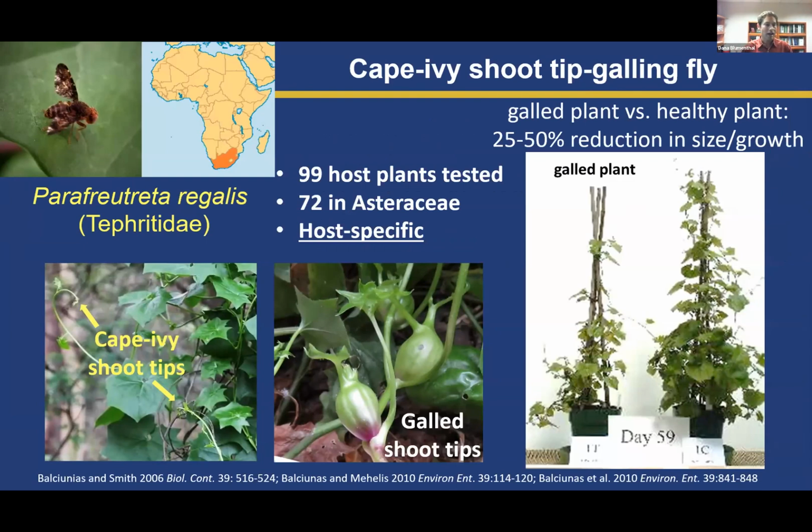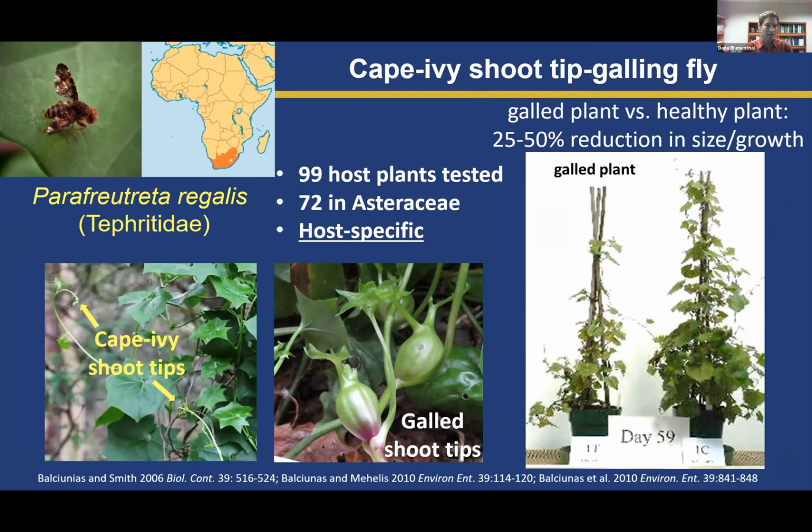And here you can see the fly. It comes from South Africa, and it infects the shoot tips and forms these galls, and then can have really dramatic effects on the plants. Assuming I understand correctly, I think the releases for this started in around 2018, and the initial results are pretty promising. But one of the issues with this type of galling insect is that it can have trouble when its plant hosts start to get too dry.